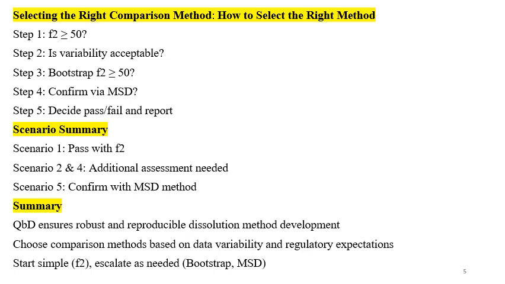So the scenario summary: scenarios 1, 2, 3, 4 and 5 will be there. Scenario 1 is pass with F2. Scenarios 2 and 4 mean additional assessment is needed if the F2 criteria is failing, and scenario 5 is confirmed with the MSD method. QBD principles ensure robust and reproducible dissolution method development, and help to choose comparative dissolution profile methods based on the variability and the regulatory expectations. So we can start with a simple F2 comparison, and go to the bootstrapping method or MSD method based on the outcome and variability.